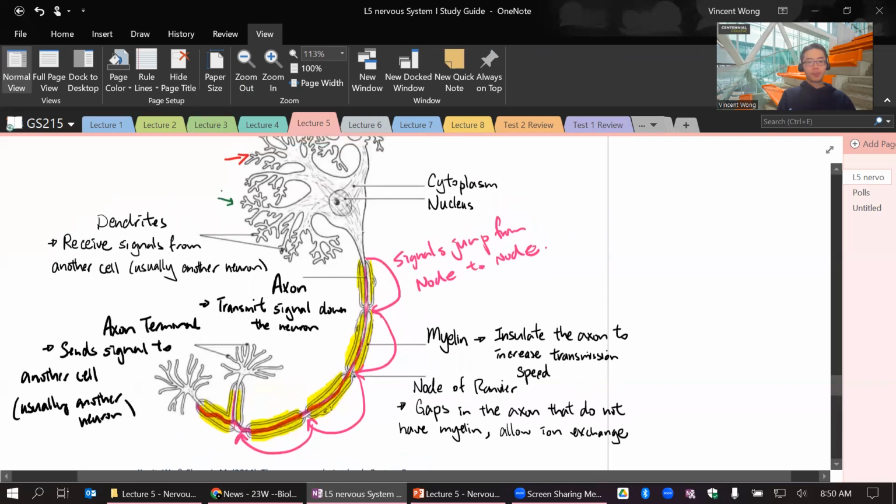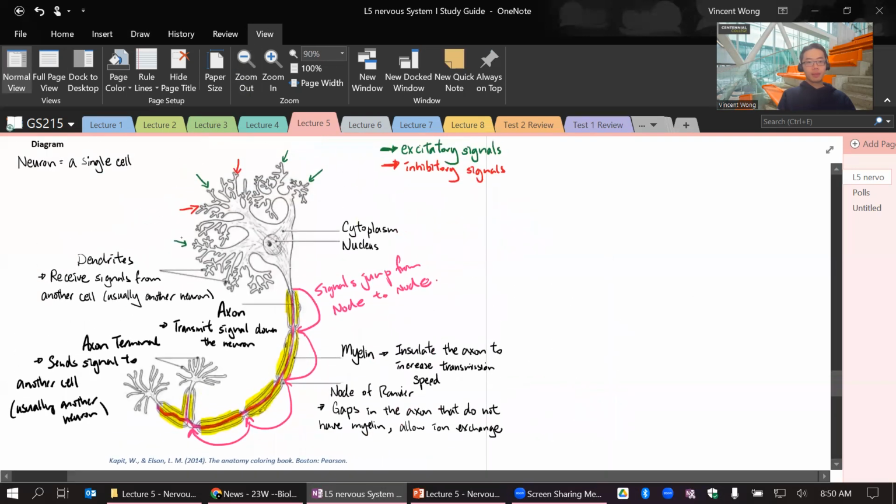For your neuron here? Any question about any other stuff on the page?